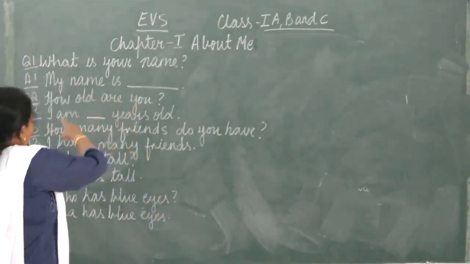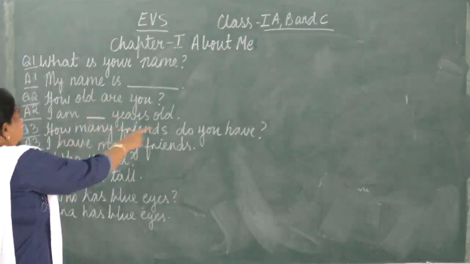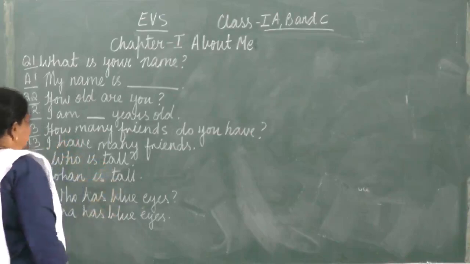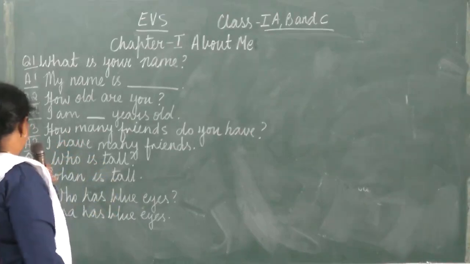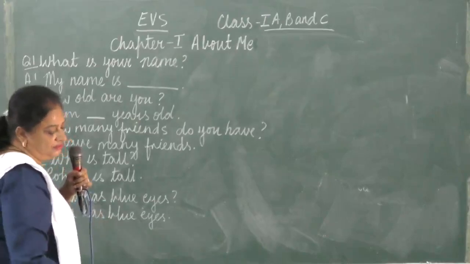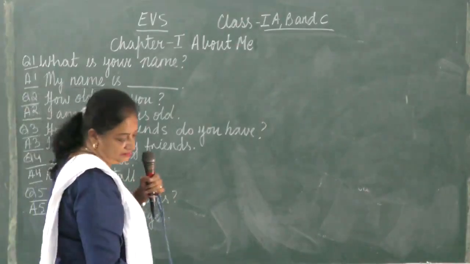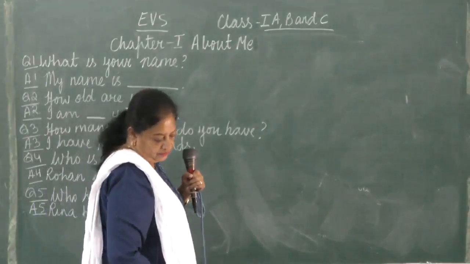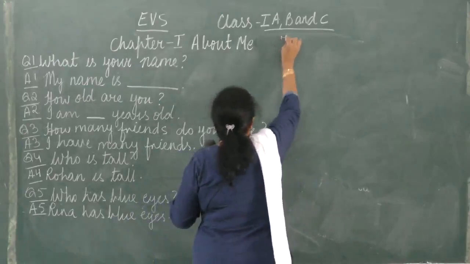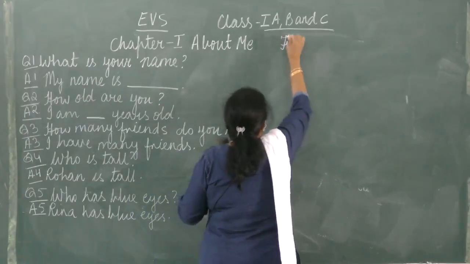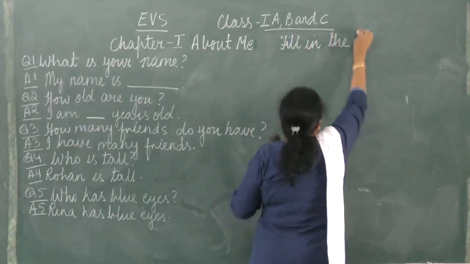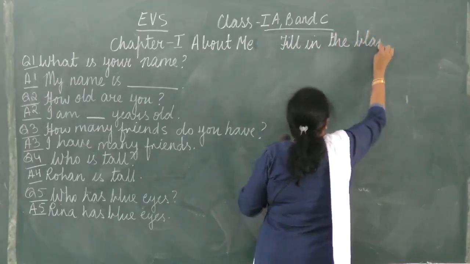What is your name? How old are you? How many friends do you have? Who is tall? Who has blue eyes? Okay? Now, children, the next is we go to fill in the blanks. Fill in the blanks on a new page.